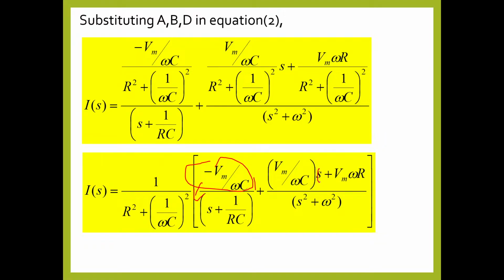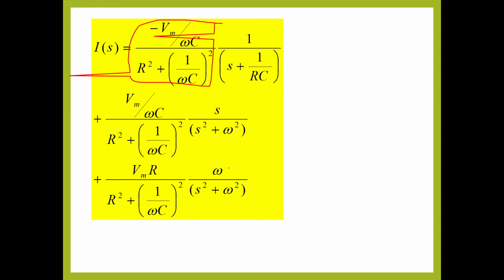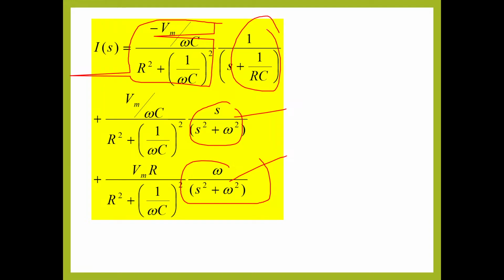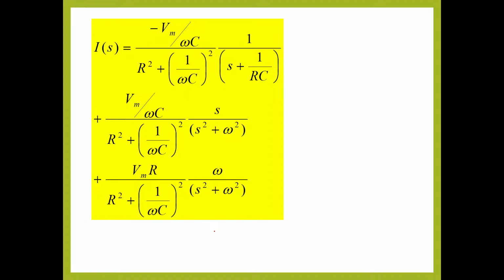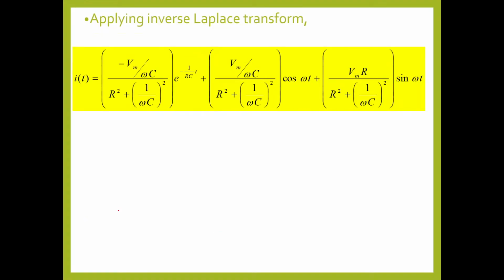If you split it, you will get s divided by s square plus omega square. In another term, you will get Vm omega. Yeah, you have got omega here, you see. Omega by s square plus omega square, you will get. So the inverse Laplace of this is sin omega t. The inverse Laplace of this term is cos omega t. The inverse Laplace of this term is e power minus 1 by RCt. So just go for inverse Laplace transformation and rewrite, you will get this i of t.